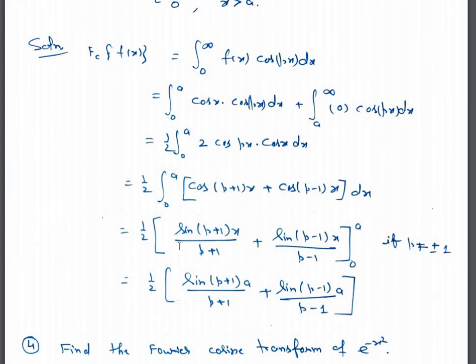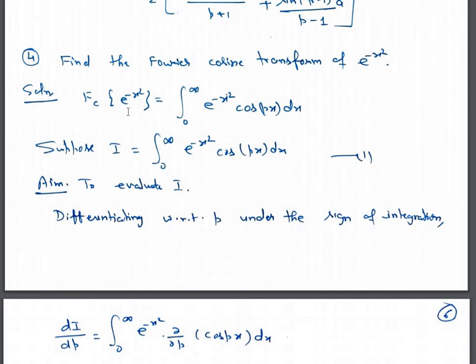Integral of cos (p plus 1)x is sin (p plus 1)x upon p plus 1. Integration of cos (p minus 1)x is sin (p minus 1)x upon p minus 1, limit 0 to a, provided p is not equal to plus minus 1. So putting the limit, we have 1 by 2 [sin (p plus 1)a upon p plus 1 plus sin (p minus 1)a upon p minus 1].